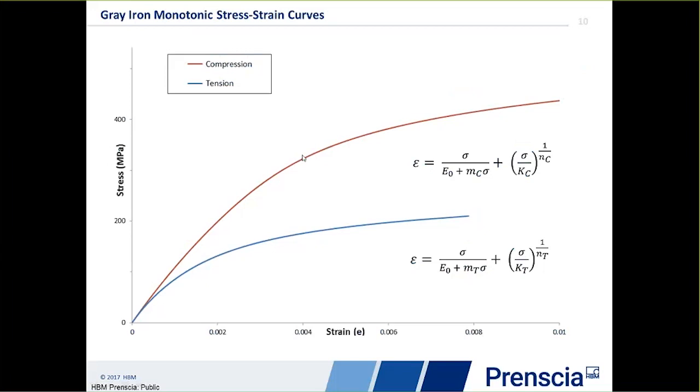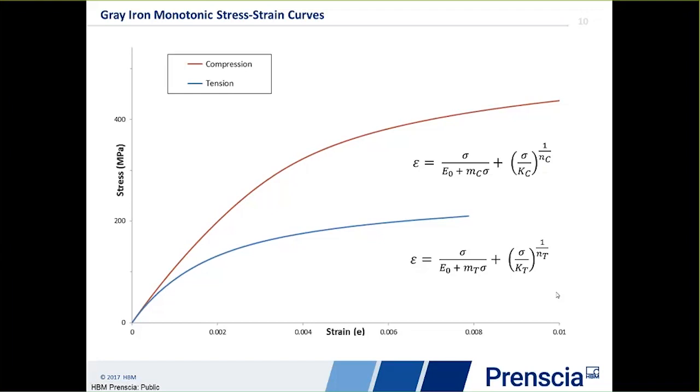So he has a set of properties for compression, and he has a second set for tension. Now, if you go off and start counting here, you'll see, just to go off and characterize these two curves, we now have seven properties involved. We have the tangent modulus, and then we have basically the secant slope, as well as the fit for Ramberg-Osgood, one set for compression, a second set for tension. And these by themselves aren't even enough to go off and characterize the behavior of the gray iron.